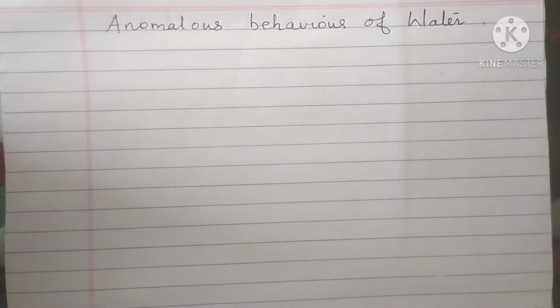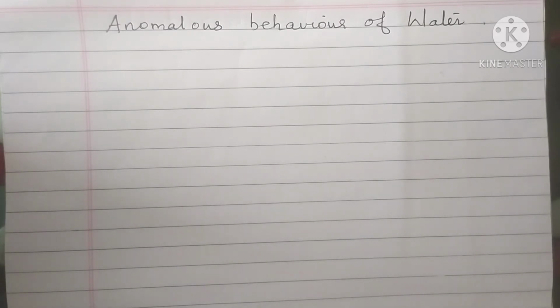So now we are going to discuss an anomalous behavior of water. So what does this mean? Anomalous means unusual behavior, something different from the usual behavior. So what is that behavior, and is there any advantage or any use for this particular behavior? That is what we are discussing here.